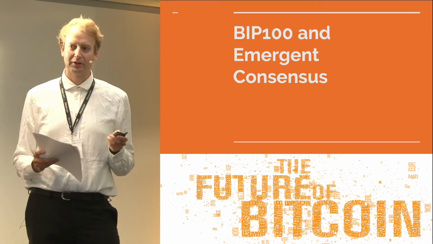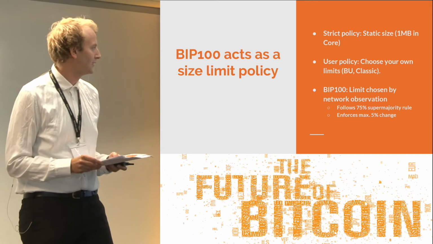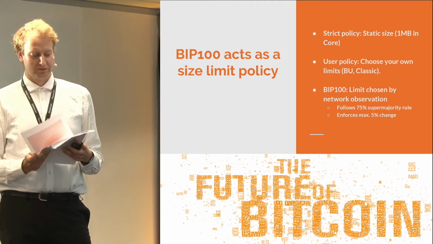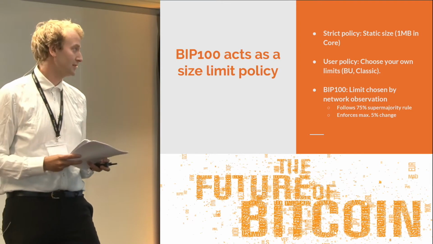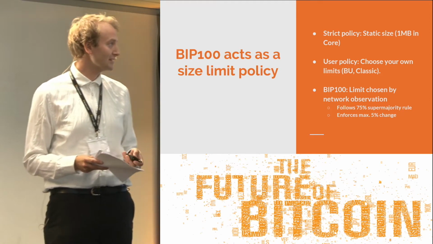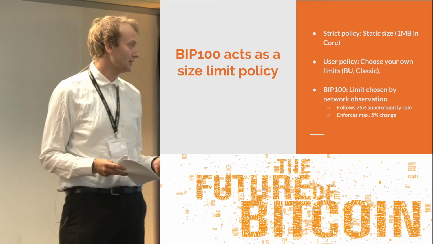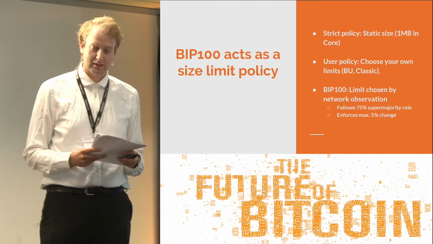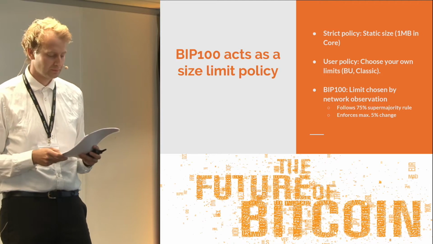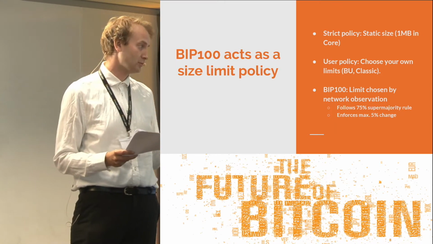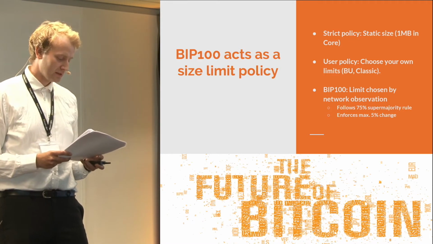So, BIP100 and emergent consensus, how does it fit together? If you think of BIP100 in terms of emergent consensus, it's just another size policy. Some clients have a strict policy, a static size of 1 megabyte. Other clients have a user policy. You can set your own limits, like in BU and Classic. BIP100 clients will choose their limits by observing the network. They will follow the 75% supermajority rule of the miner votes, and they will enforce a 5% change.